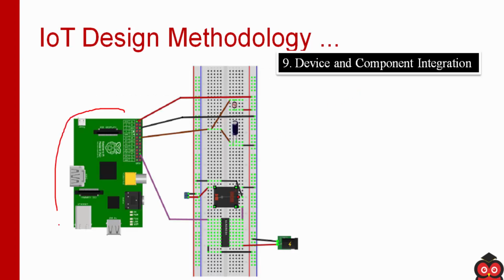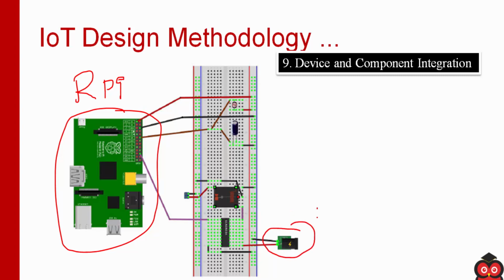Okay, so this is the Raspberry Pi. And this is the LDR sensor, right? And this is relay, the actuator, which will turn on or off the bulb. Okay, so this is the device and component integration.